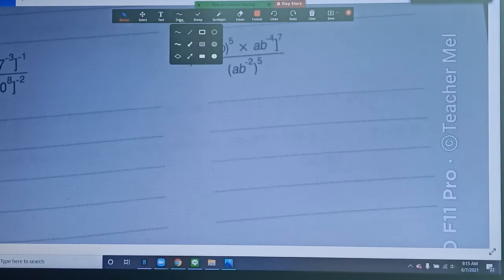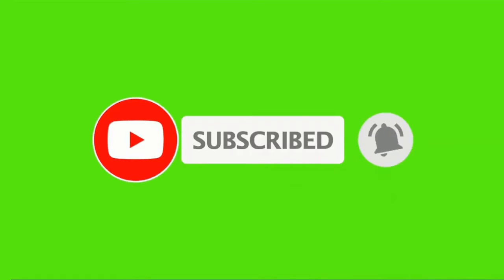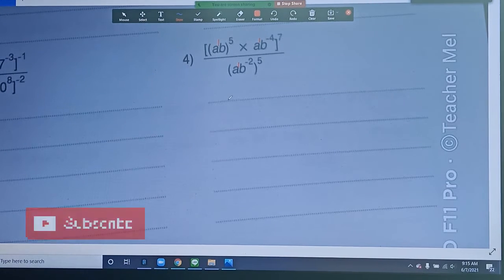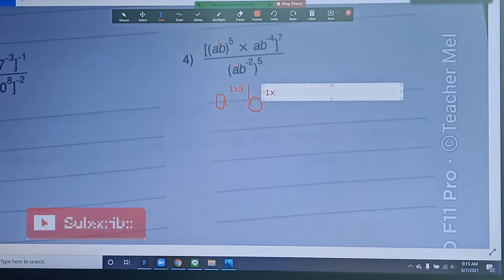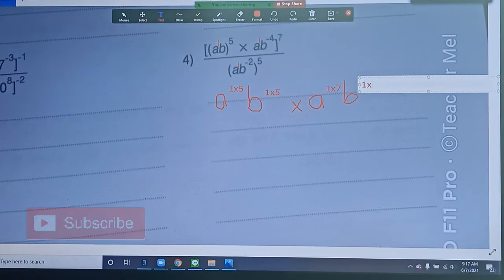So we all know that A here is 1, A here is also 1, and then A is also 1 here. By applying property number 4, we have A, and then 1 times 5, then B, 1 times 5, then multiply by A, and then 1 times 7, and then B is negative 4 times 7. So this one is 1 times 7.